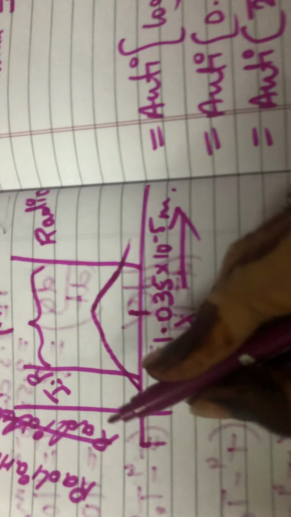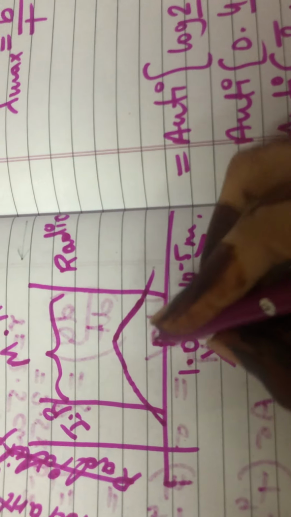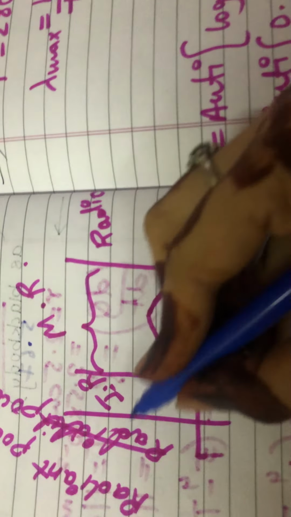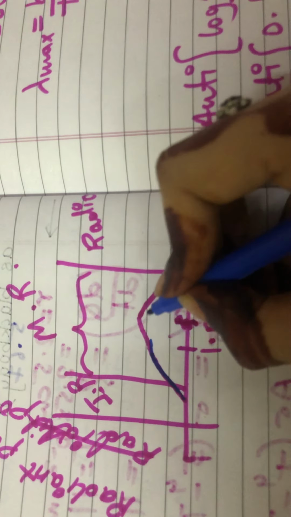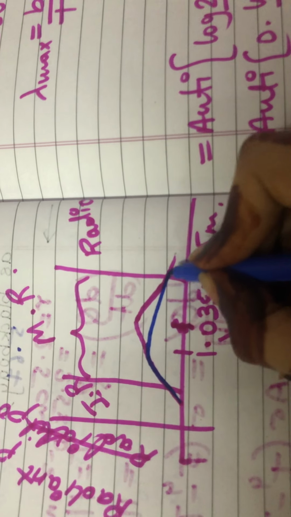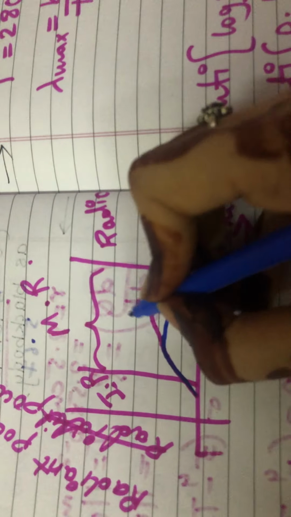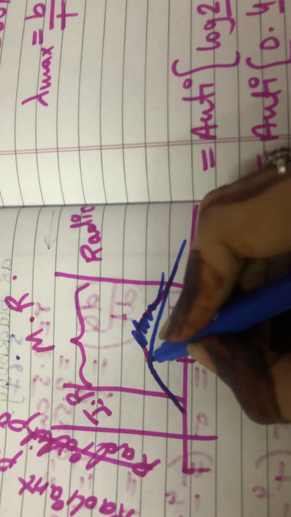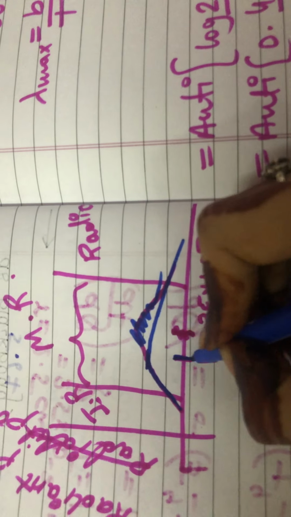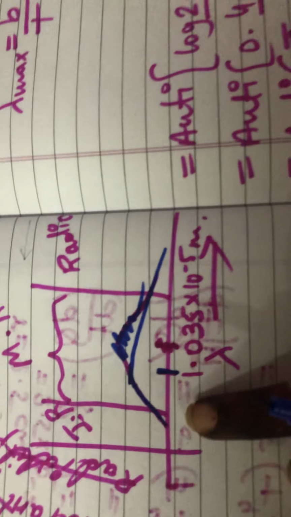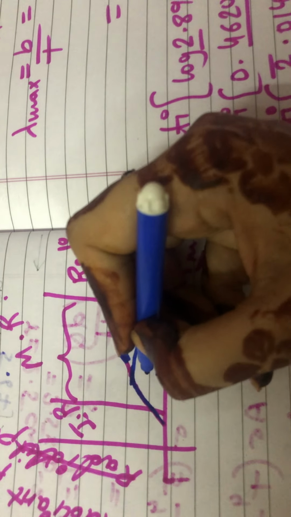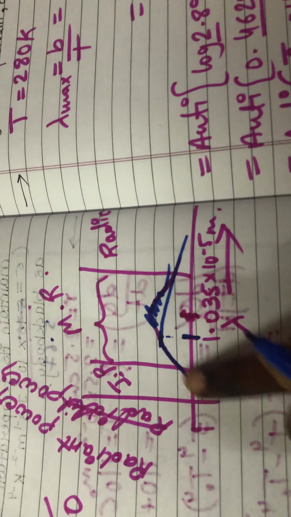If you shift this value over here, it is not necessary that you will draw it there. This is how the graph looks. Actually the one drawn with the blue line is the perfect one, and here we have obtained the peak. This value is the lambda maximum value, that is 1.035 into 10 raised to minus 5. Here we have reached the maximum peak. This is how the graph looks.